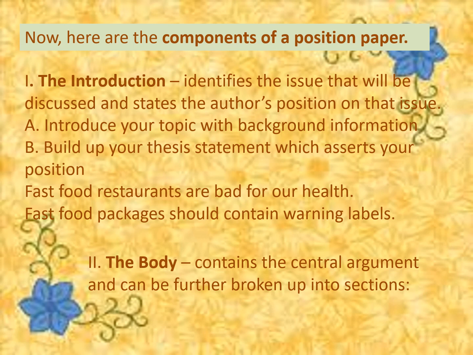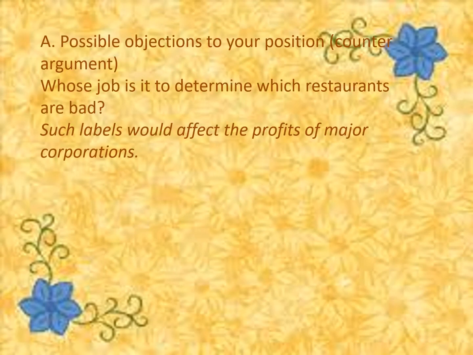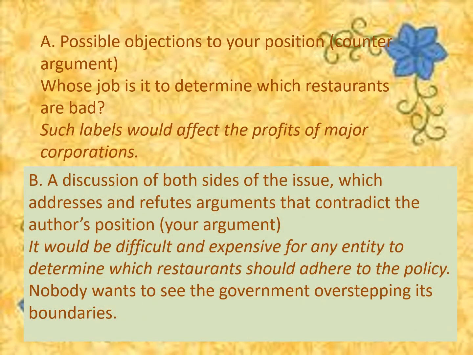Number 2. The body. Contains the central argument and can be further broken up into sections. A. Possible objection to your position in counter-argument. Whose job is it to determine which restaurants are bad? Such labels would affect the profits of major corporations. And then letter B. A discussion of both sides of the issue which addresses and refutes arguments that contradict the author's position. It would be difficult and expensive for any entity to determine which restaurant should adhere to the policy. Nobody wants to see the government overstepping its boundaries.